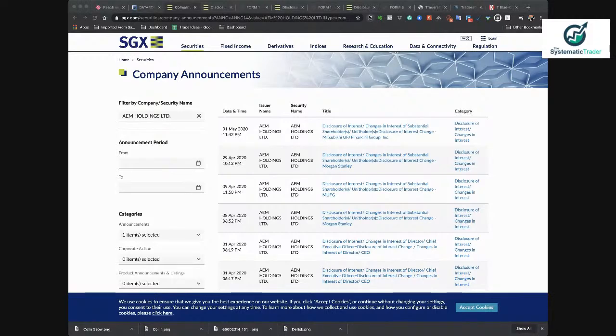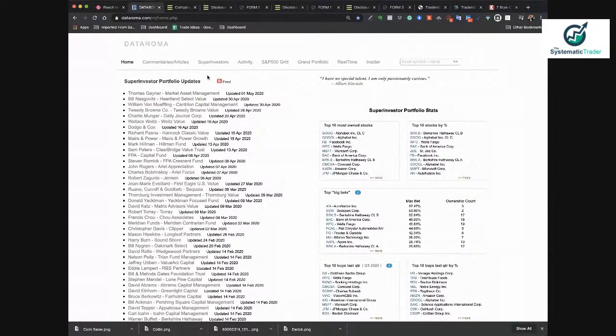Next one, we go into Dataroma. This is another site where you can follow the investors. This is free, and this is very useful. From here, you can see the portfolio updates. How to use this info together with Trader GPS? Frankly, Trader GPS you don't need.